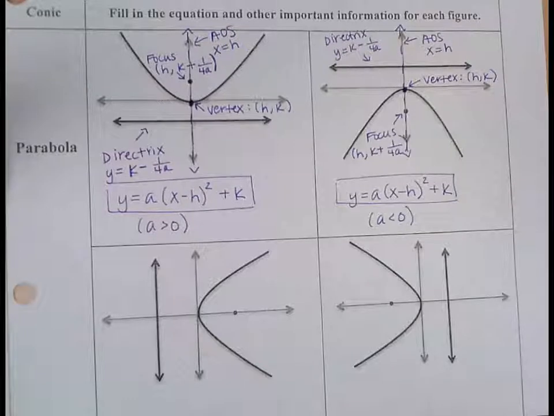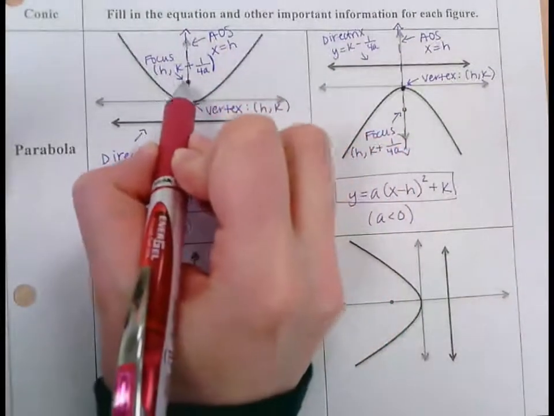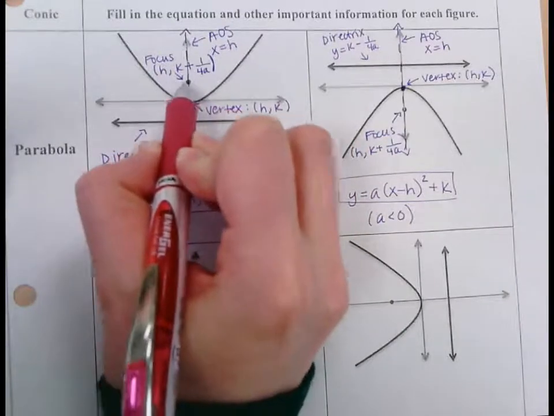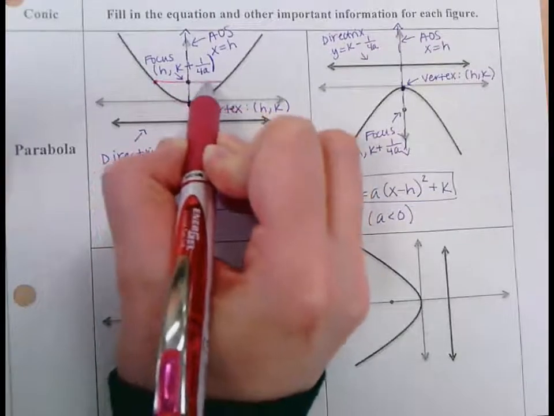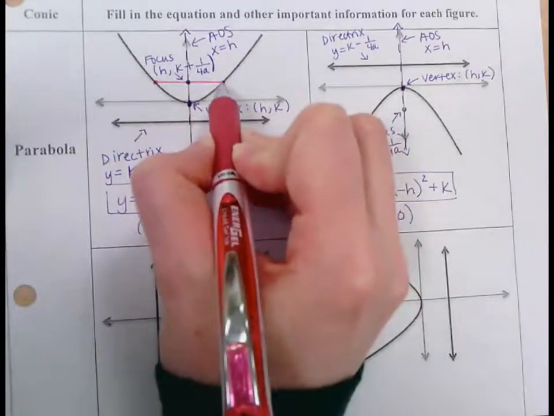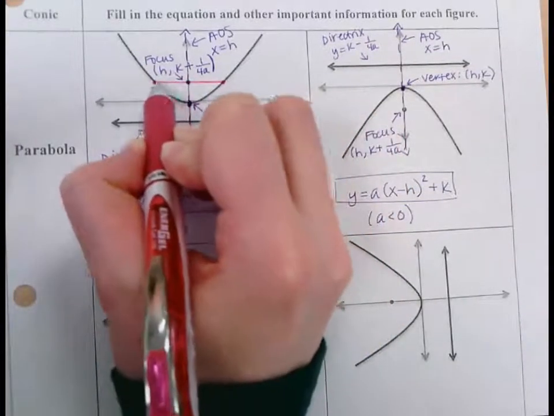The last thing, and like I said, this was not actually drawn in, so I'm going to have you draw it in, is if you draw a horizontal line segment through the focus with the endpoints on the parabola, you're drawing in that line segment that's called the latus rectum.